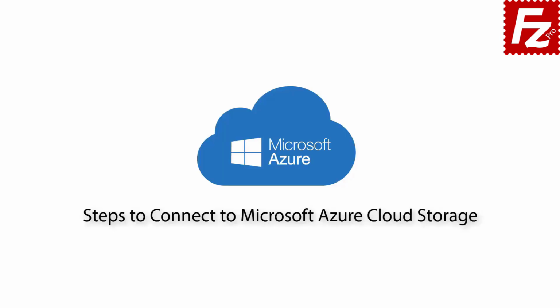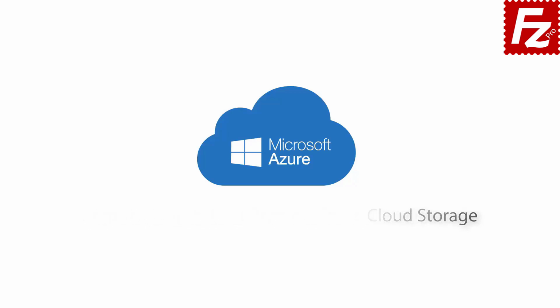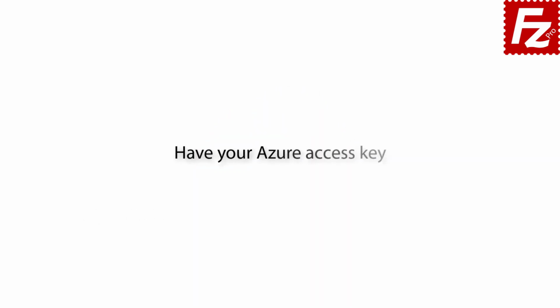In this tutorial, you will learn how to configure FileZilla Pro to connect to Microsoft Azure Cloud Storage services. FileZilla Pro has support to both file and blob Azure storage types. Before start, please make sure you have an access key. You will need it in order to continue. You can get it from the Microsoft Azure Dashboard Portal website. Just click on the link to the dashboard website you find in the video description.